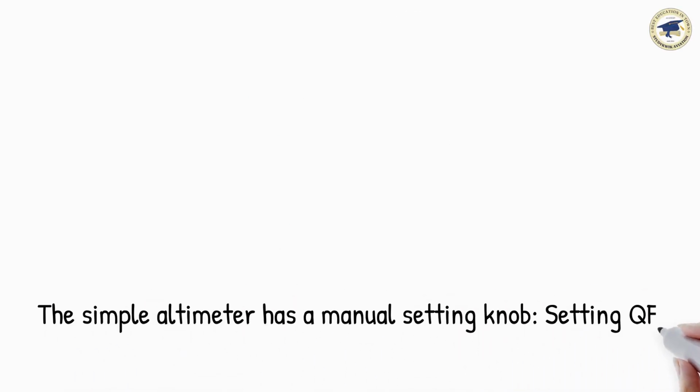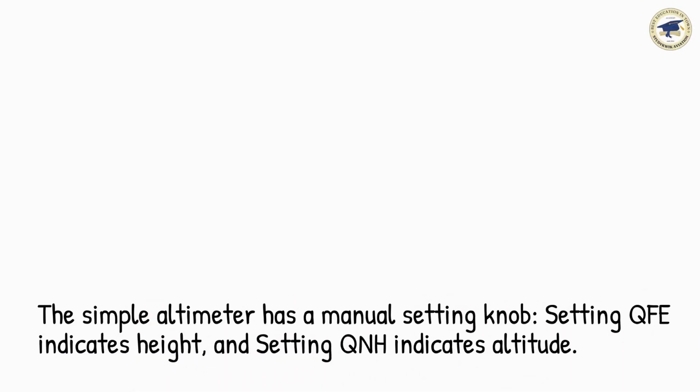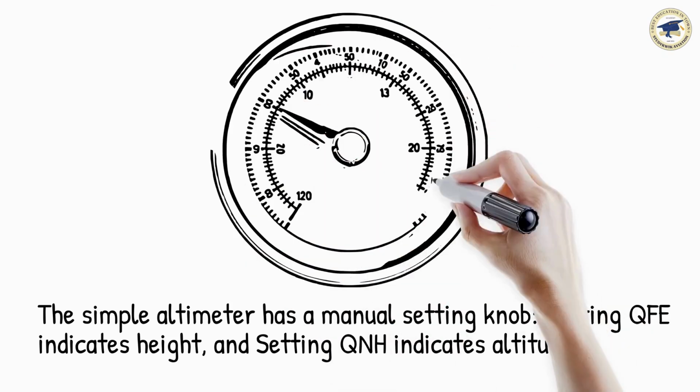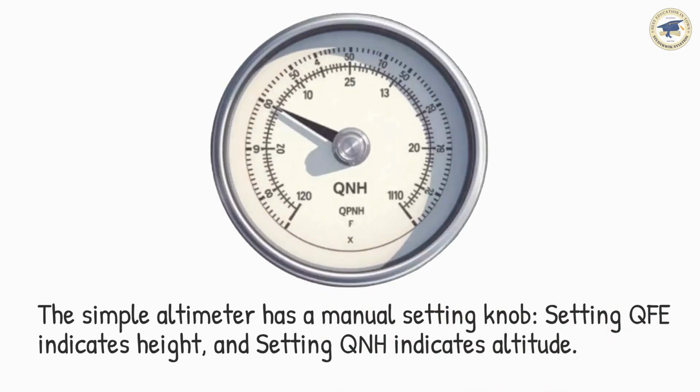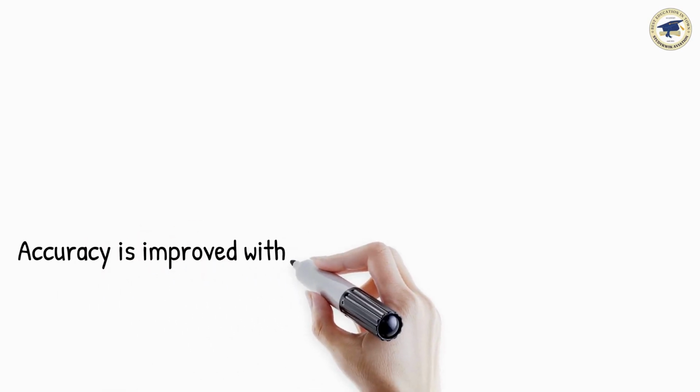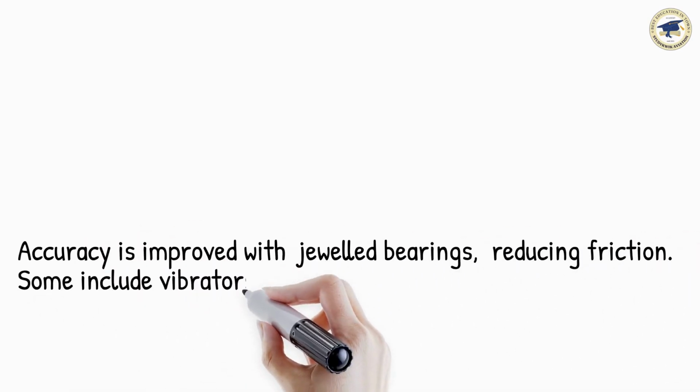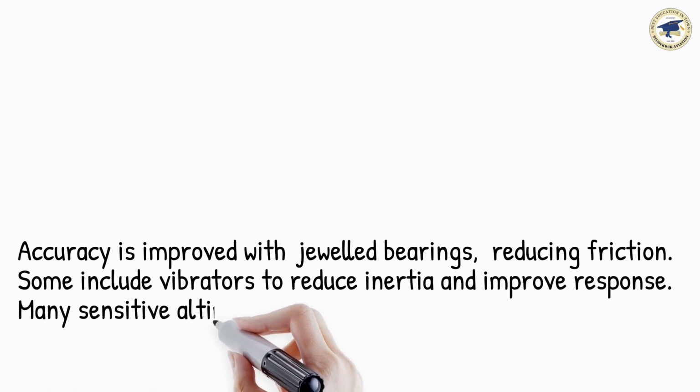The simple altimeter has a manual setting knob. Setting QFE indicates height, and setting QNH indicates altitude. Accuracy is improved with jeweled bearings, reducing friction. Some include vibrators to reduce inertia and improve response.